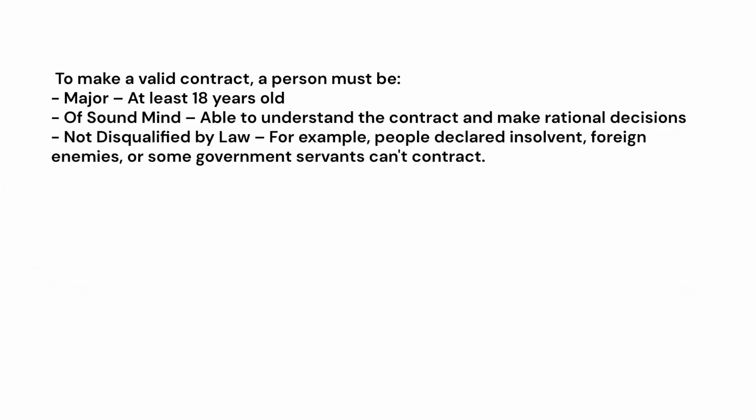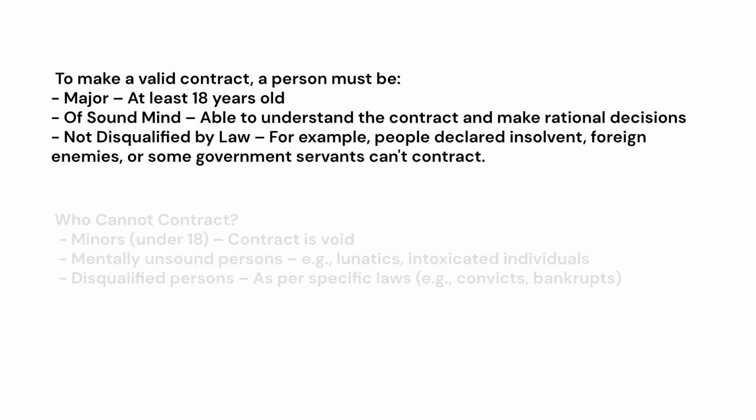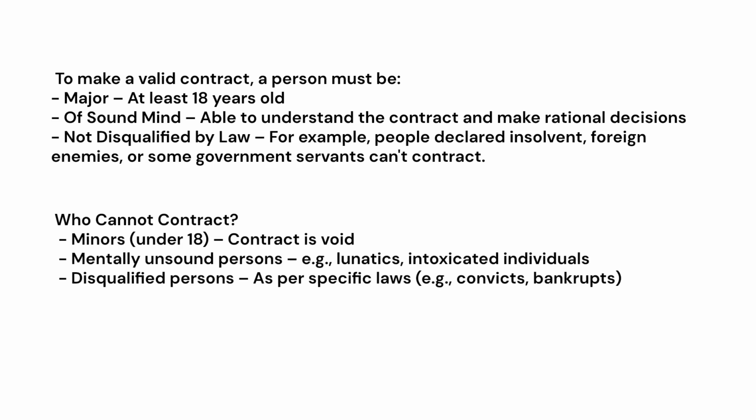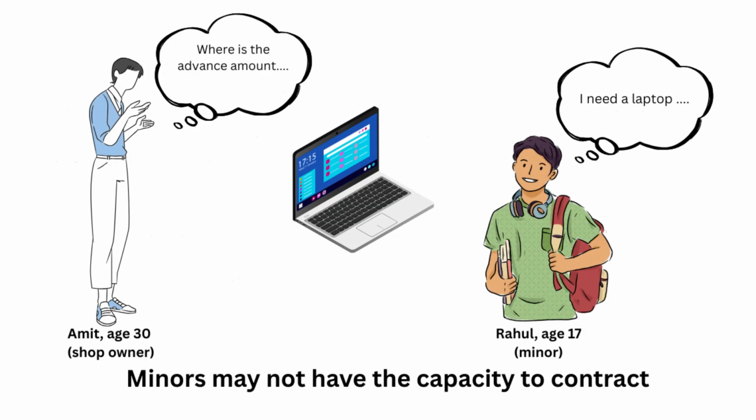Next, capacity to enter into a contract. To form a valid contract, the parties must have the legal capacity to do so. For example, minors, intoxicated individuals, people with mental incapacity, and those disqualified by any law cannot form enforceable contracts in most situations. Let's see an example.